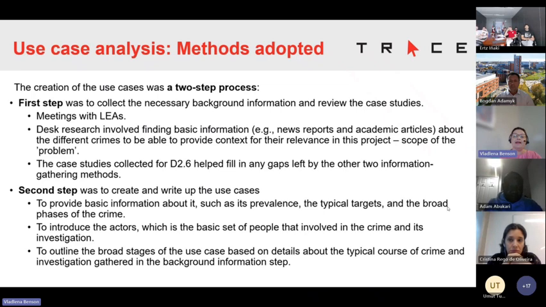Finally, we formulated the use cases within the section about what the TRACE approach would be and how it would aid in the investigation of that type of crime. So what would it be able to do with the evidence, data collecting, and the investigation? So those were the two steps.